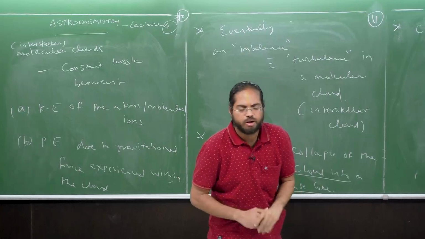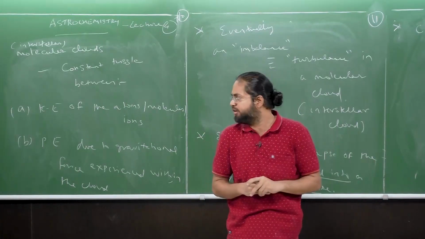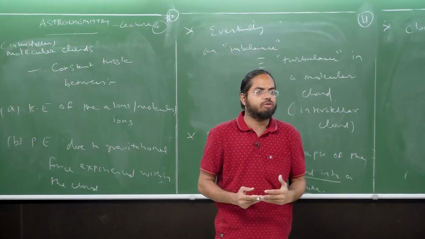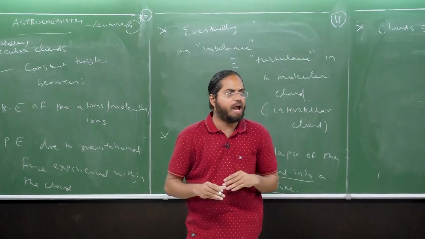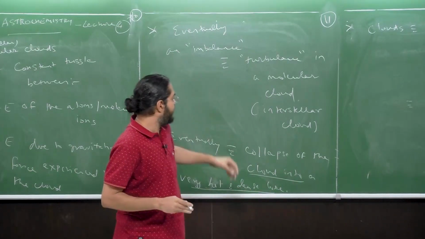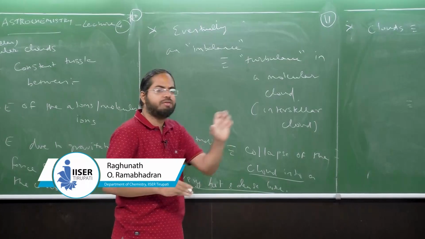Are we clear? With this, we stop today's lecture. In this lecture, we understood that we can have molecular clouds, atomic clouds, and ionic clouds in interstellar space, and how, due to the turbulence between the different forces, we can see a collapse of the cloud into a very hot and dense core.